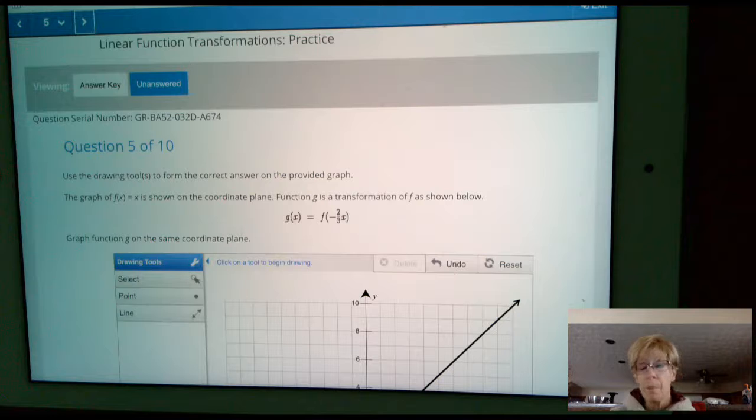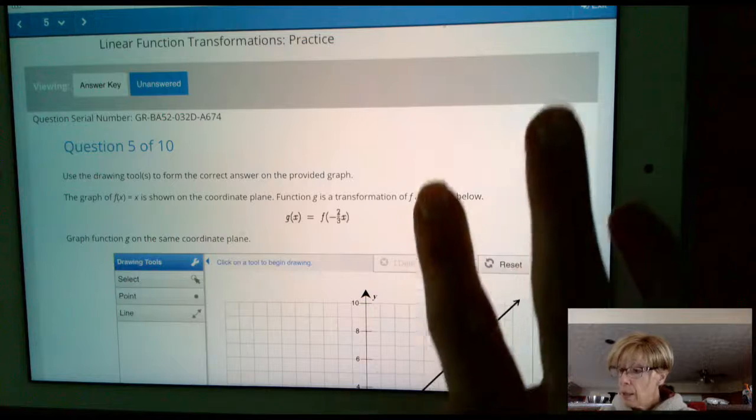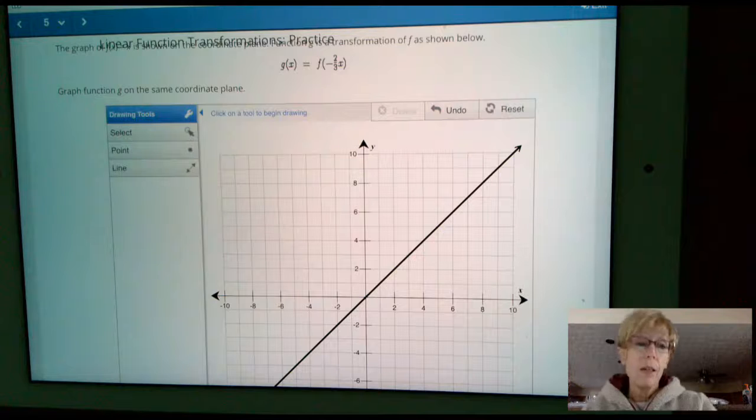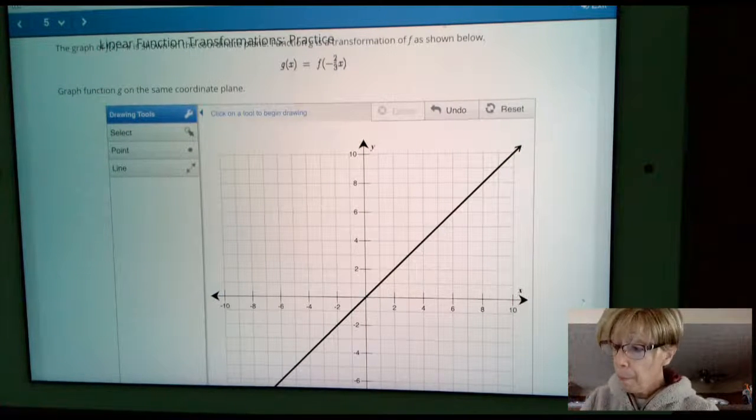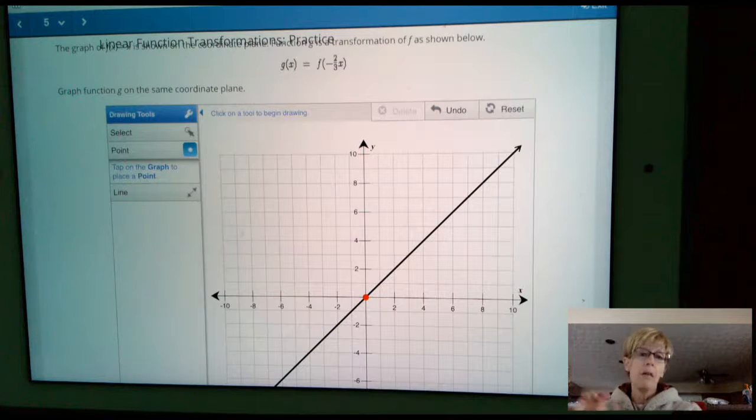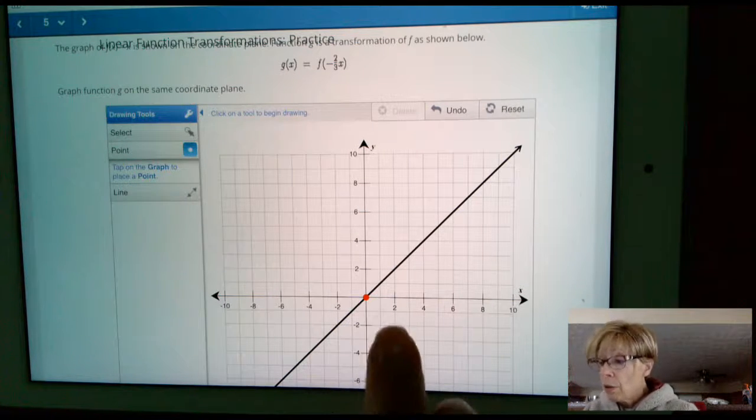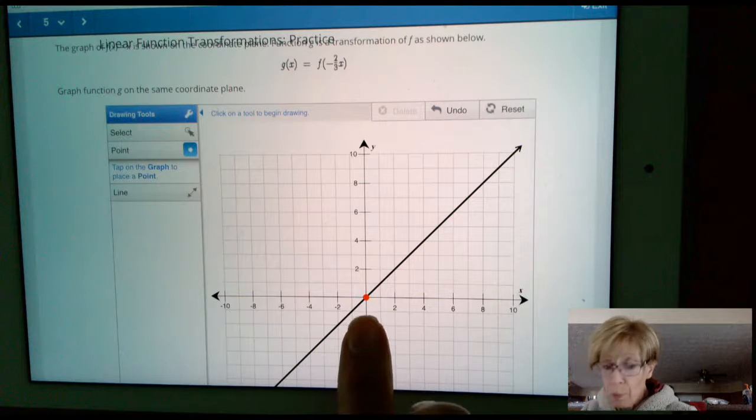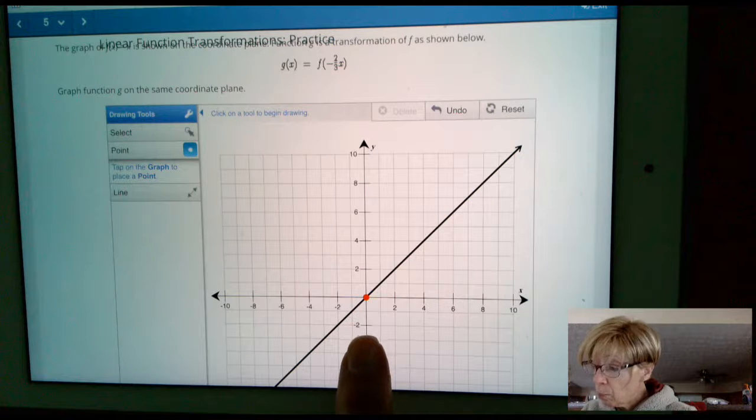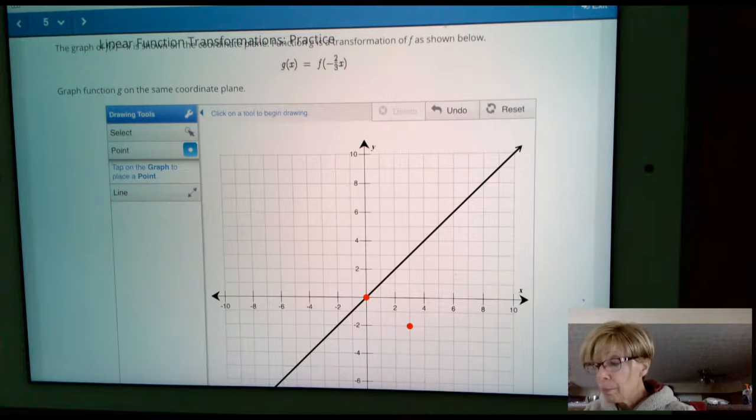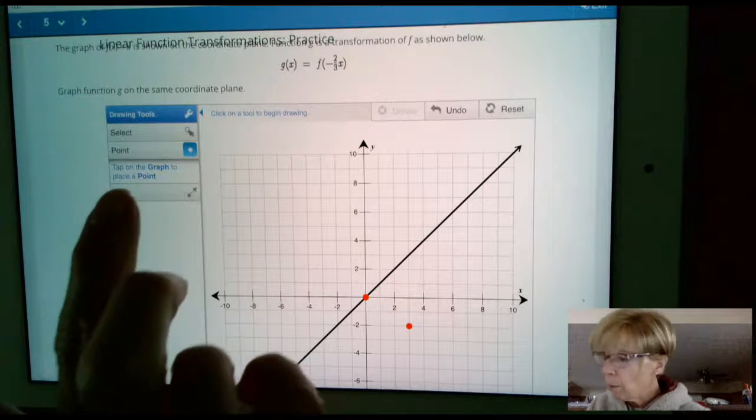I missed it, but you get the idea. I don't want to prolong the video, but one more time I'll try. Nope, didn't like that. There we go. And I got it. Again, negative reflects over the y. The 2/3 is a horizontal stretch.